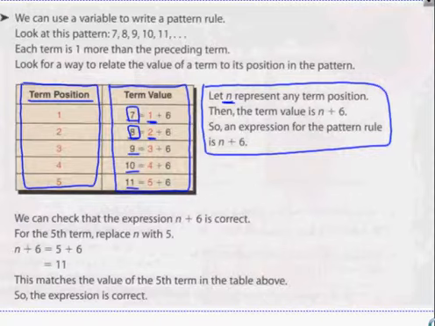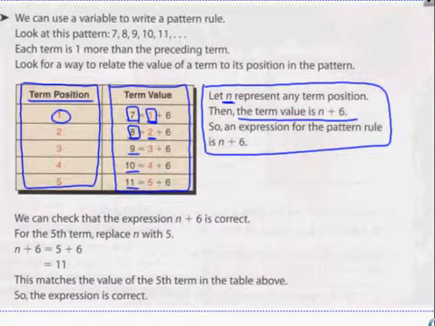Alright, so you can see that basically they're taking the term position number, in this case number 1, and then they added 6. So what they've said over here on the right hand side of the page is that the term value is n plus 6. Alright? That n represents the term positions. So I can plug in any of those numbers of term position and then add 6, and I'm going to get the corresponding term value.